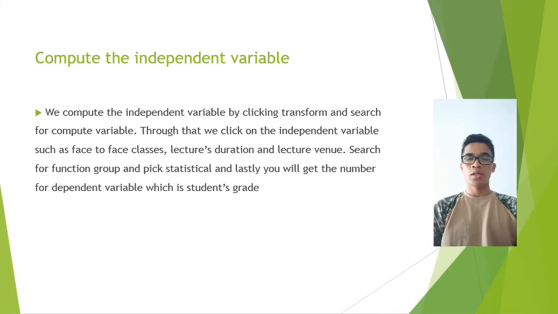The last point is compute the independent variable. We compute the independent variable by clicking Transform and searching for Compute Variable. Through that, we click on the independent variables such as face-to-face classes, lecture duration, and lecture venue. Search for function group and pick statistical, and lastly you will get the number for the dependent variable, which is student's grade. That's all from us.